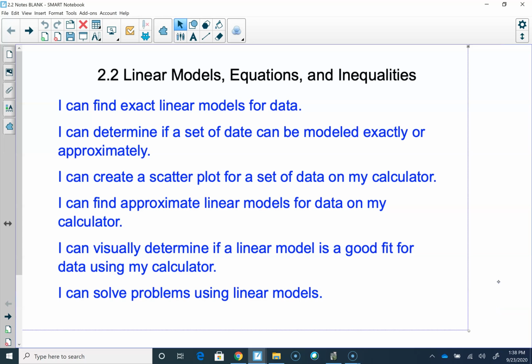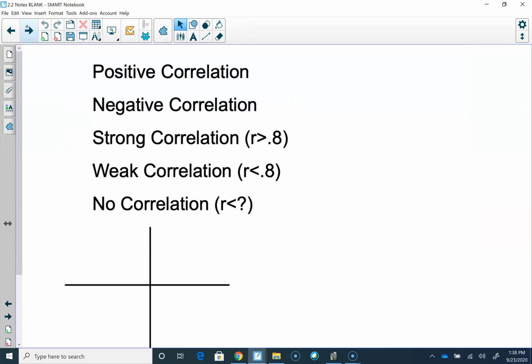This is section 2.2, and it's about linear models, equations, and inequalities. So first thing I want to talk about, something that you've already seen in your algebra classes in the past, is correlation, whether it's positive, negative, strong, weak, or no correlation.